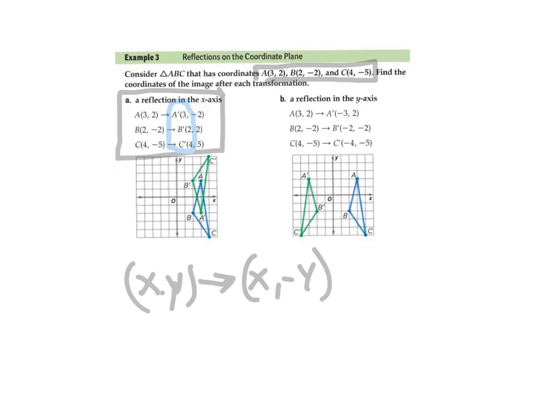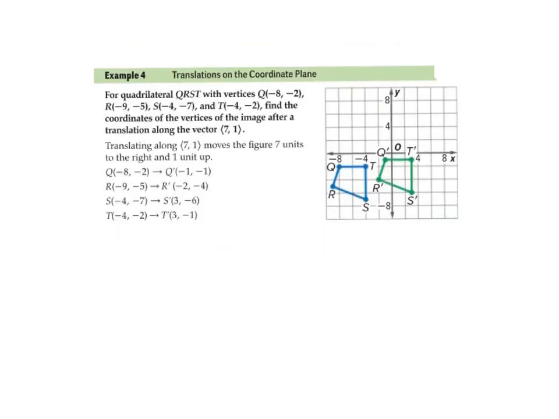And then once you've done the coordinates, you can plot your diagrams, and it is better if you use different coloured pens on your iPad. All right, and then before we do any questions, we go straight on to example 4.